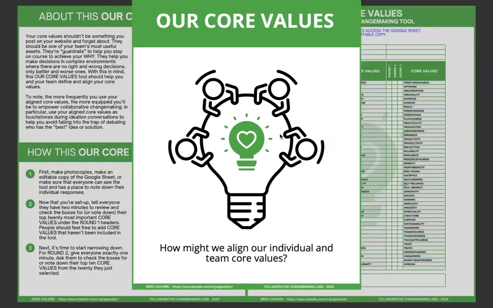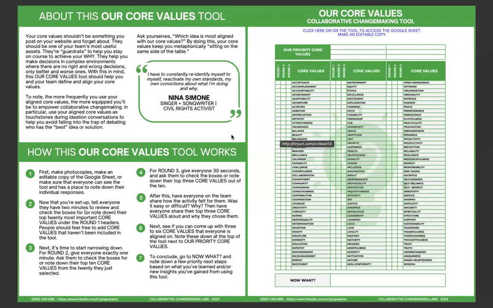So let me go to the actual description of it. As always, at the top, we have this About the Our Core Values tool. So we've got a description. And then on the left-hand side below that, we have the other header, which is how this Our Core Values tool works, and then the tool itself on the right. So I'm going to take a few minutes here and just read through the About section, and then we'll go to how to actually use the tool.